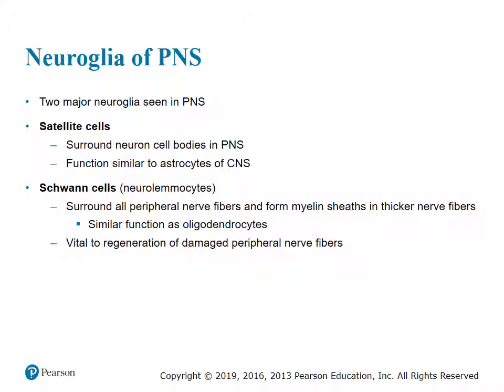Okay, so let's switch over to the neuroglia in the PNS, and there's only 2 there. So a total of 6, right? 4 in the CNS, 2 in the PNS. These 2 in the PNS are called satellite cells and Schwann cells. Okay? Satellite cells surround the cell body in the PNS.